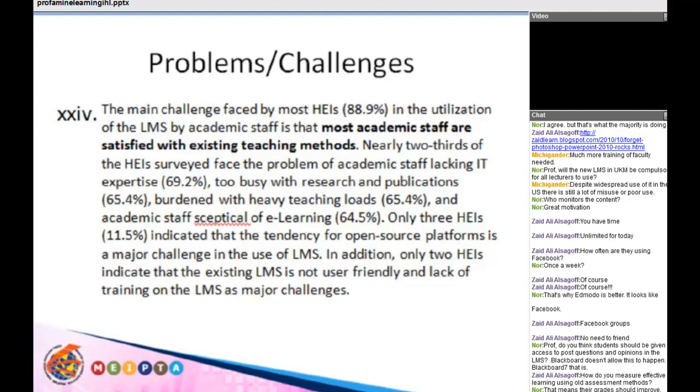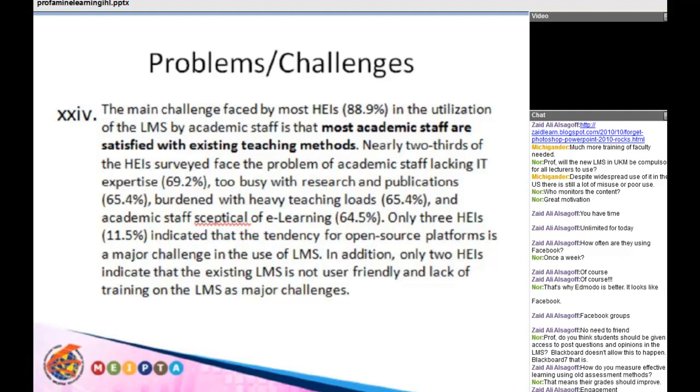How do you measure effective learning using all assessment methods? Improvement can be in terms of not necessarily the grades. Improvement in terms of soft skills, improvement in terms of attitude and motivation, engagement. But measuring engagement is another thing.